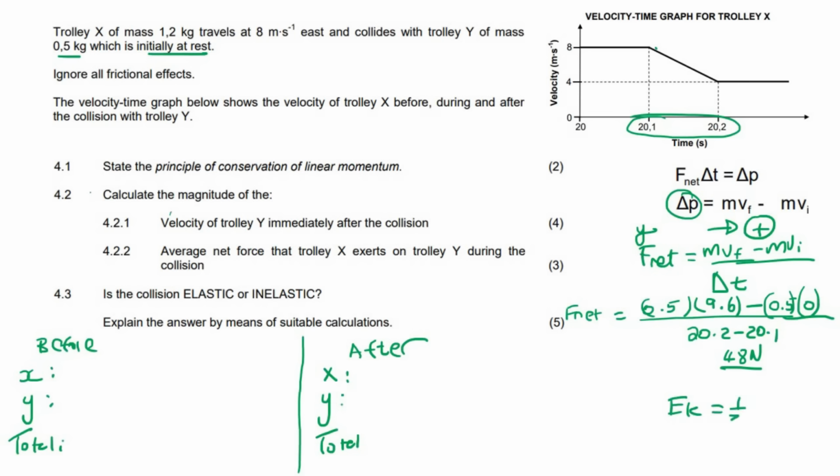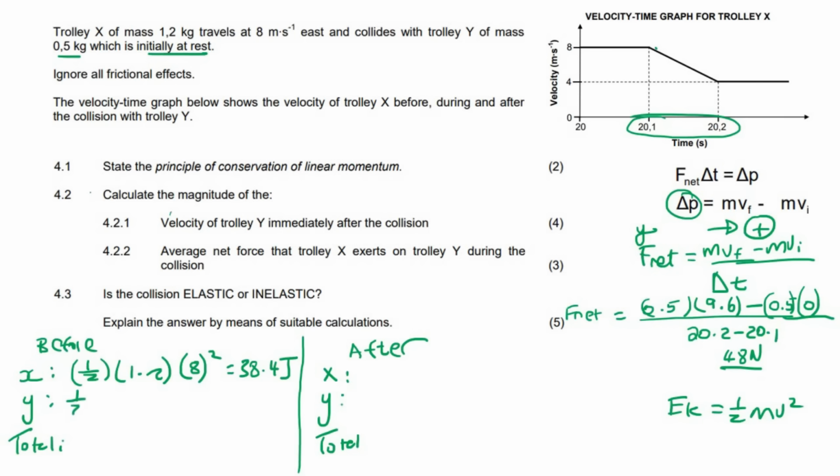So that's half mv squared. So half the mass of X is 1.2. Its velocity there was 8. What's that going to be? 64 times 1.2. Okay, Kev, just use a calculator, bro. 38.4. And that is measured in joules. It's a type of energy, and it is a scalar, meaning that it has no direction. You do not put a direction for energy.